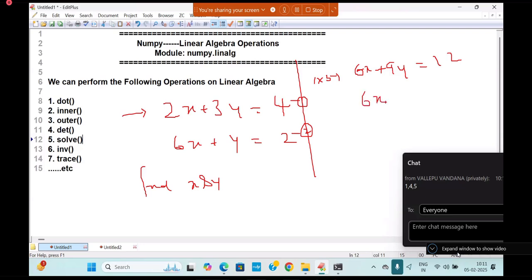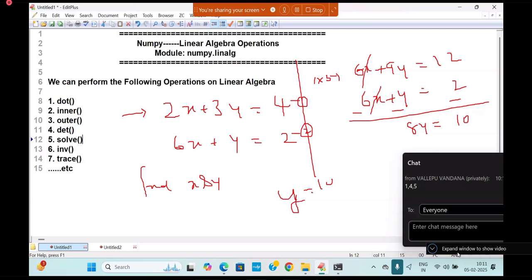Next I will go for 6x plus y is equal to 2. Then after that, you subtract both of them. Subtract this entire thing. 6x gets cancelled. It becomes 8y is equal to 10. y is equal to 10 by 8, which is nothing but 5 by 4. Are you following? 5 by 4 you can calculate.